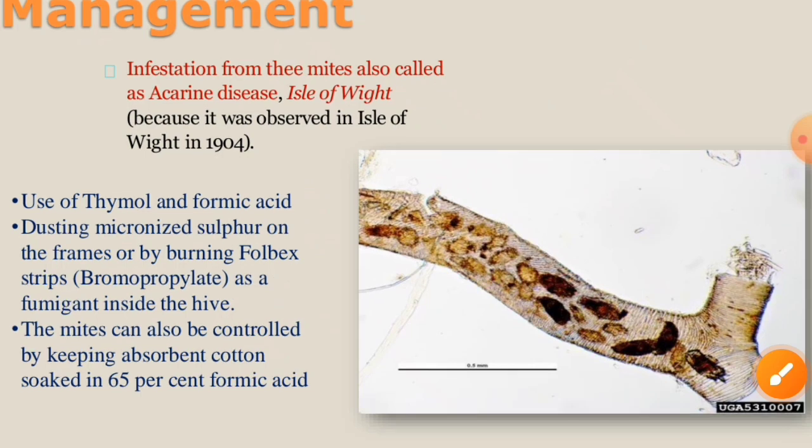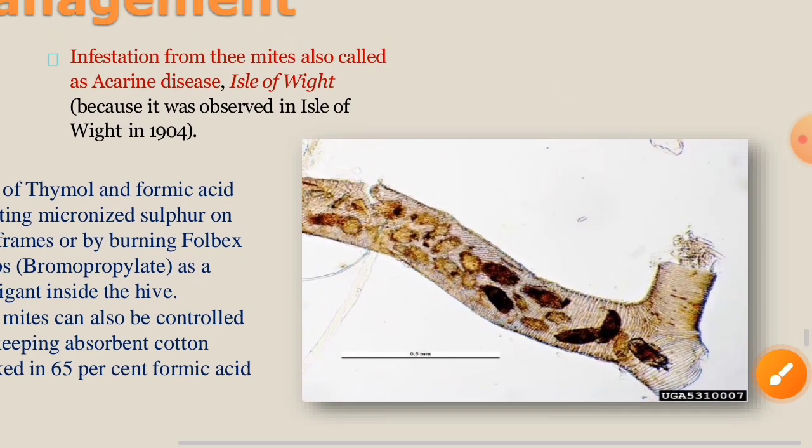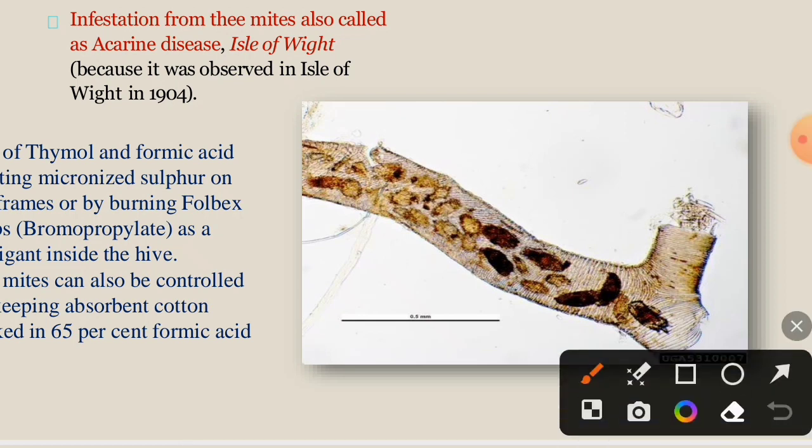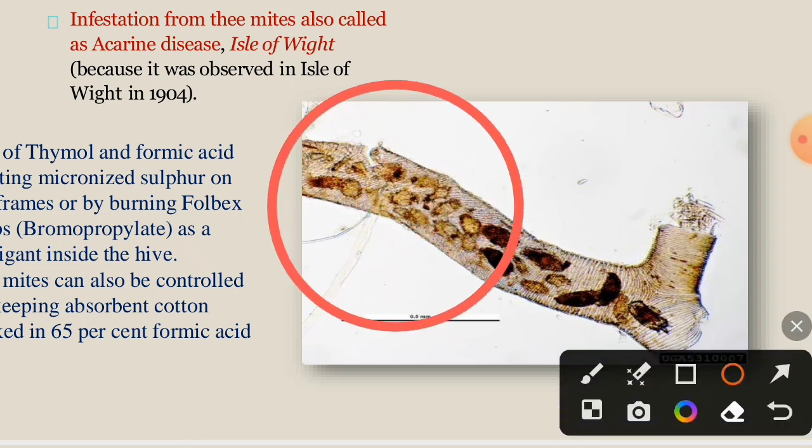As you can see in this image, this is the representation of the tracheal mite infestation. You can see how it is infesting. It is completely surrounding, filling and multiplying inside the trachea of the honeybee. It will enter inside the honeybee through the prothoracic spiracles, and then it starts multiplying, and it draws away the hemolymph and kills the grubs.